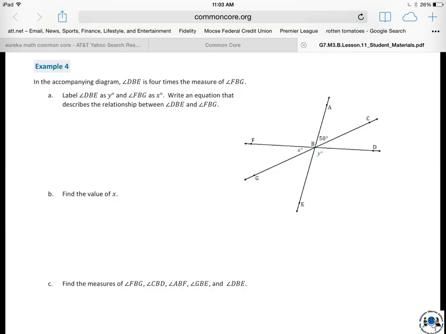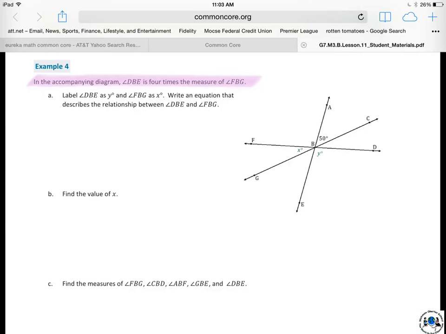Okay, so one more activity to go here. That is this example 4 here. It states, talking about a ratio again, in the accompanying diagram, angle DBE is 4 times the measure of angle FBG. So find your DBE and your FBG, and know that DBE is 4 times the measure of FBG.